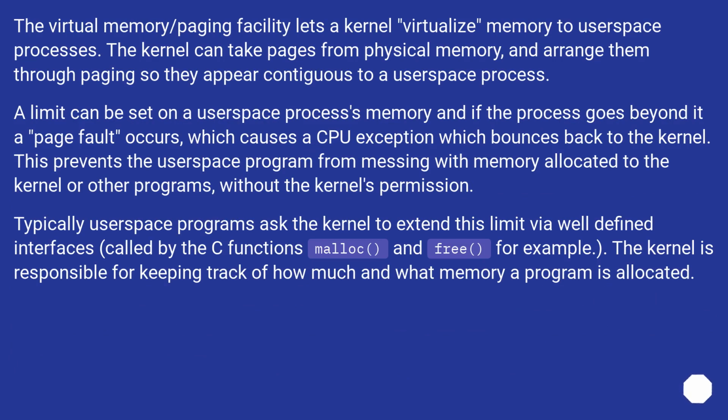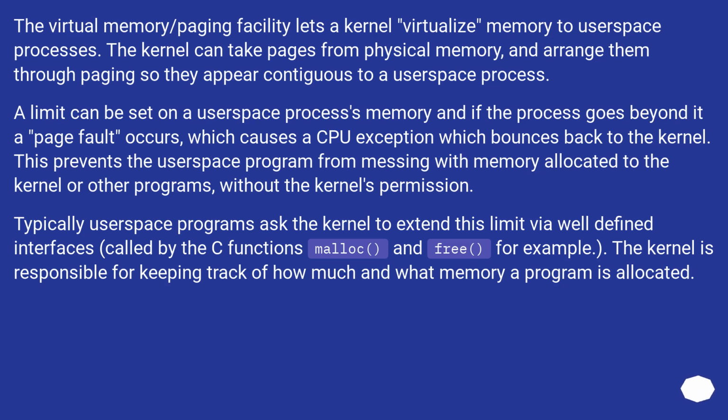The virtual memory/paging facility lets a kernel virtualize memory to user space processes. The kernel can take pages from physical memory and arrange them through paging so they appear contiguous to a user space process. A limit can be set on a user space process's memory, and if the process goes beyond it, a page fault occurs, which causes a CPU exception which bounces back to the kernel.